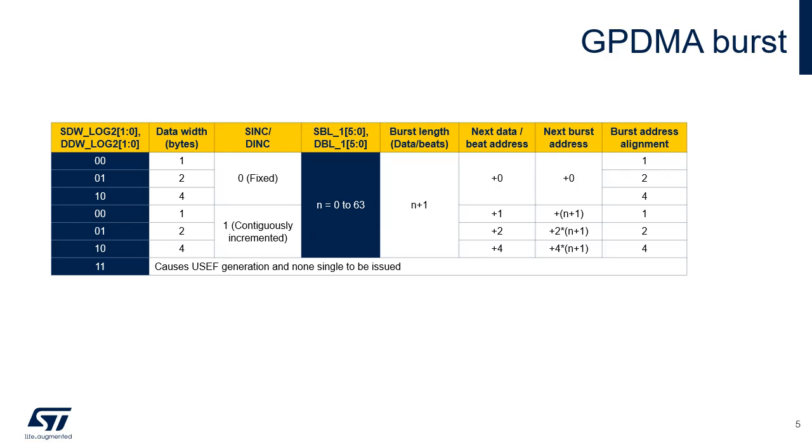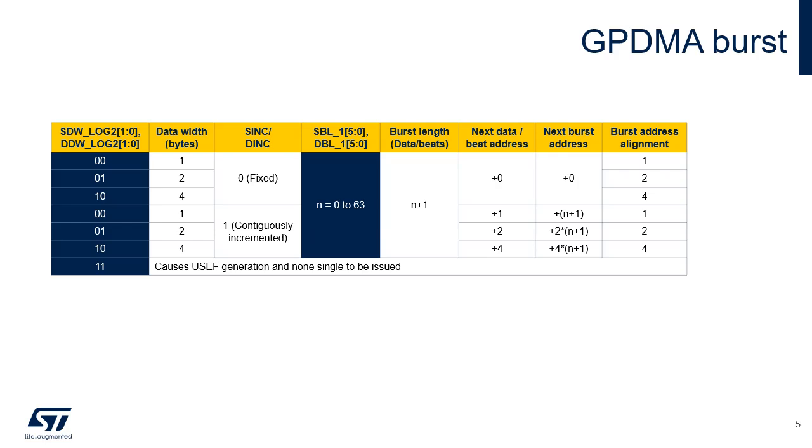A source and destination burst is programmed with burst length by the field SBL1, respectively DBL1, and with a data width defined by the field SDWlog2, respectively DDWlog2 and the GPDMA CXTR1 register. Programming SDWlog2 or DDWlog2 with binary value 11 leads to a user setting error.